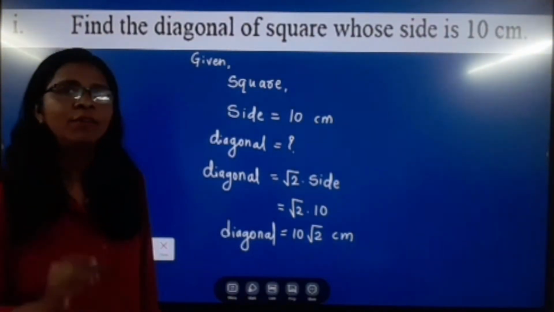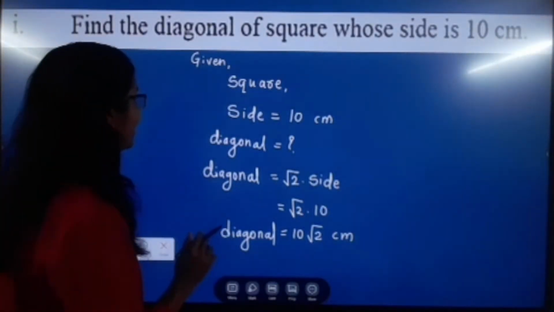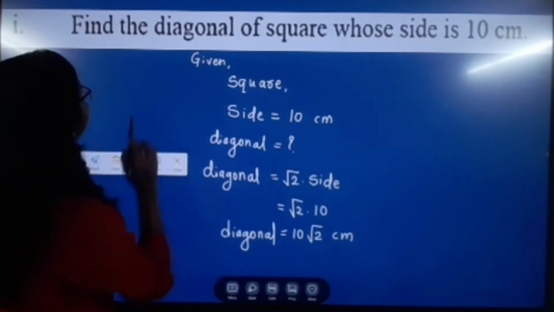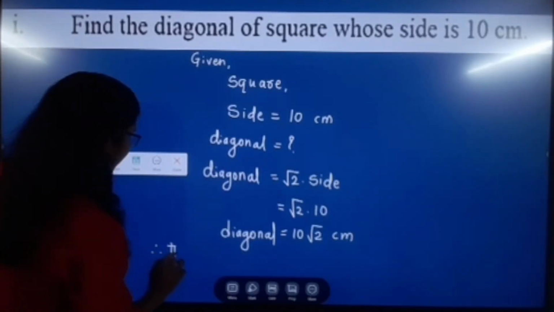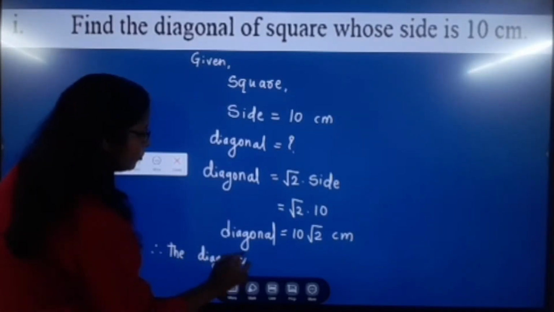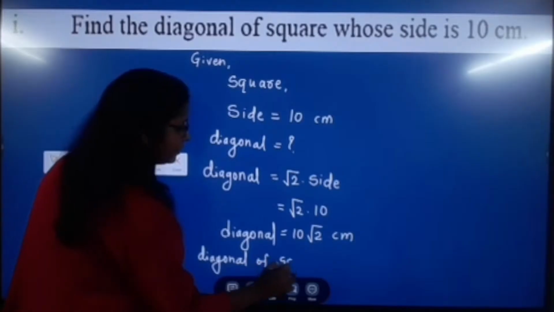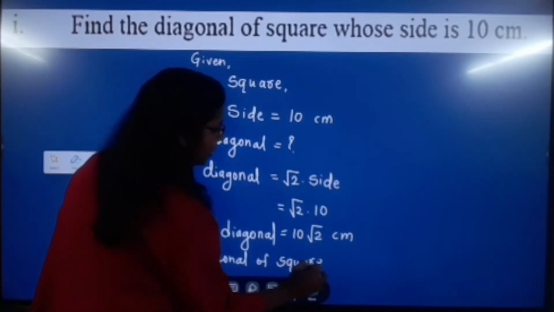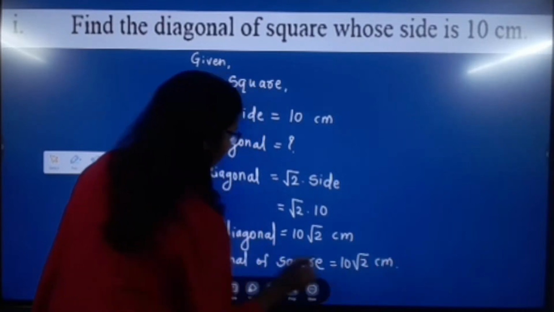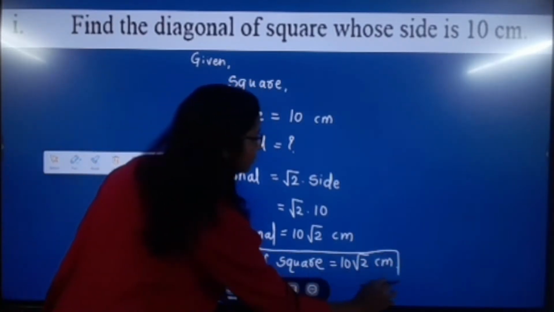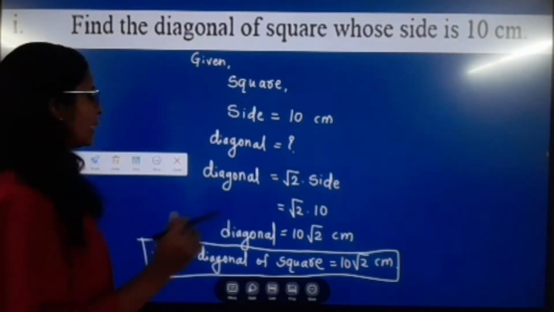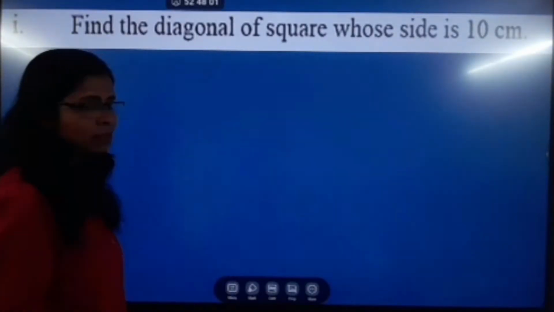So now the final answer we write down here: the diagonal of the square is equal to 10 root 2 centimeter. Okay, students? This is our final answer. Then next example, students.